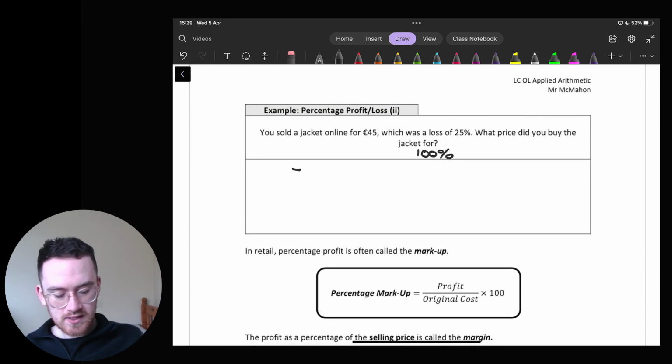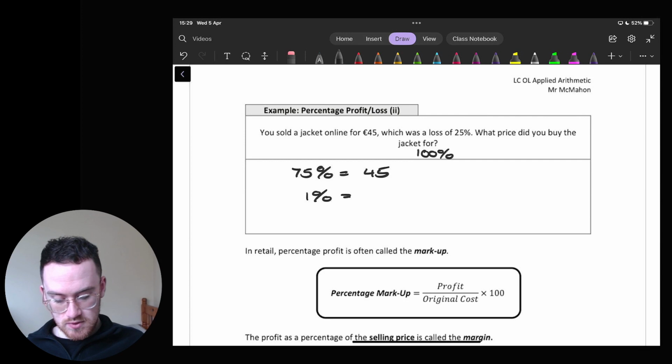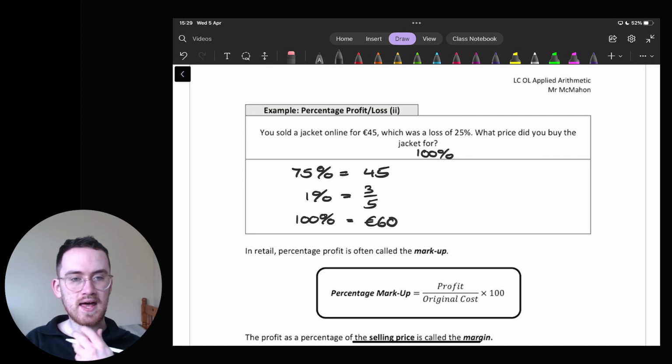If I sold it at a loss, that means that 75% of the price of it was 45. Let's find 1%. Dividing both sides by 75, same as we've been doing all along, gives me 3/5. 100%, then the total price of my jacket would be €60. I sold it for a loss of 25%. 25% of 60 is a quarter, which is €15. So it checks out, that would be correct.